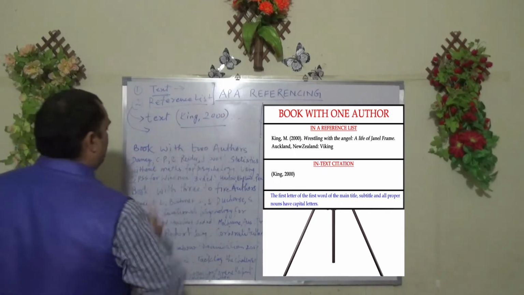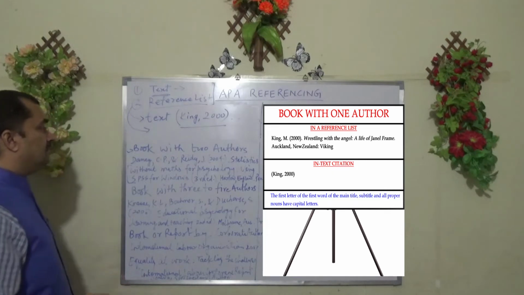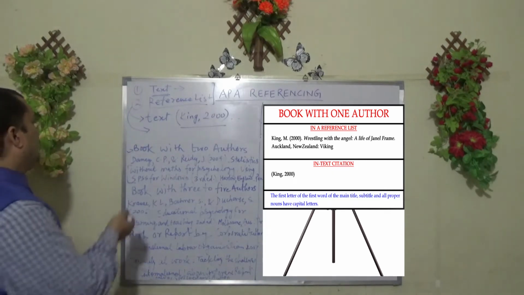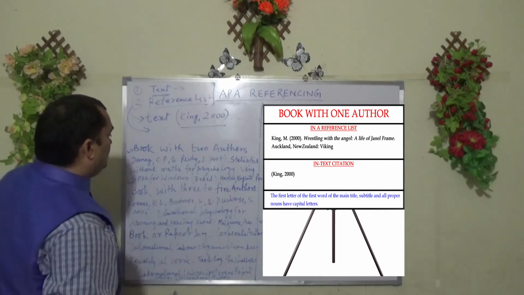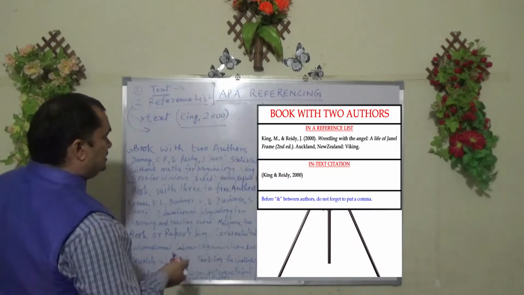You can see in the picture also. The second case is about when the book is written by two authors. It's very simple. The same way, everything is followed in the same order. See, here is the example. You can also see it in the picture.